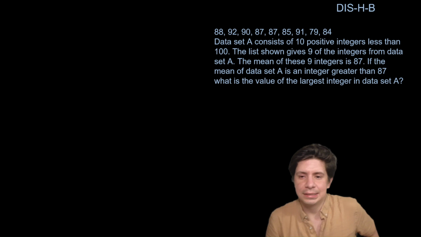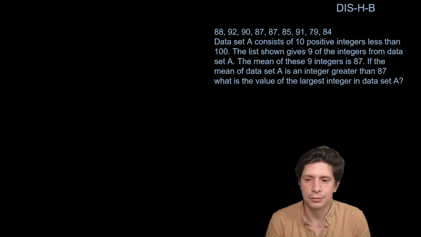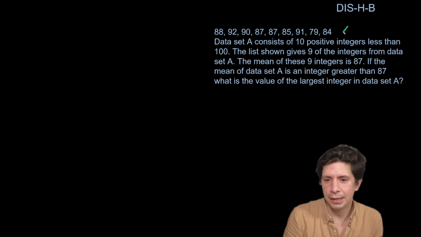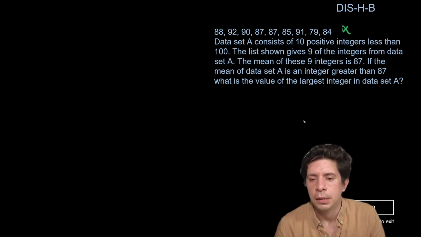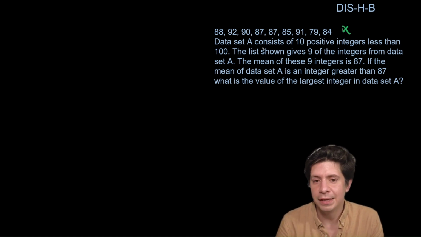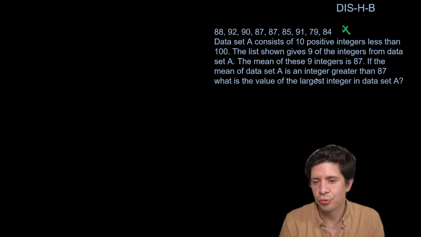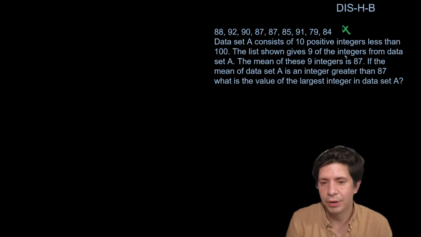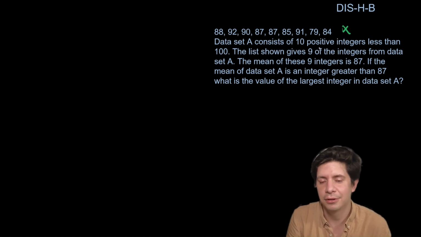So what's happening is they're telling us dataset A, is what we're seeing, has 10 numbers. And we're seeing 9 of those numbers. And there's another number, let's call it X. Now, within X, something's going to happen. The mean of these is 87. We're going to trust that. If the mean of dataset A is an integer greater than 87, what is the value of the largest data in the dataset? So the mean is greater. So this has to be greater than 87 to push the mean up from the 87 it's already at.